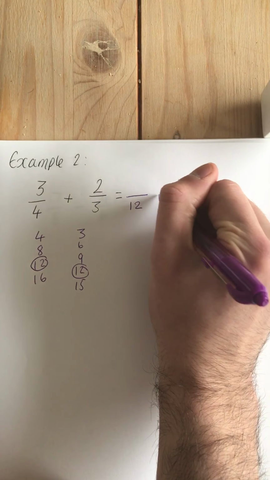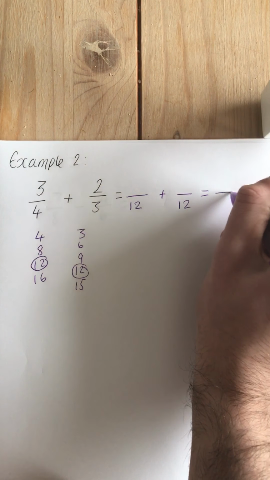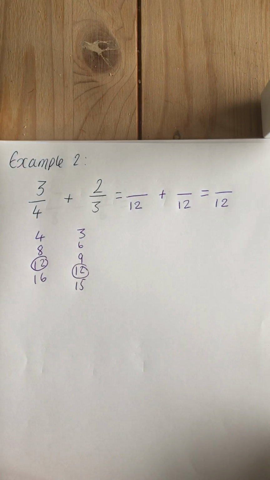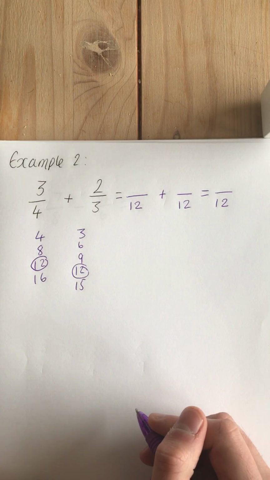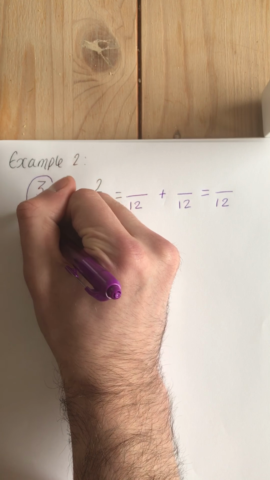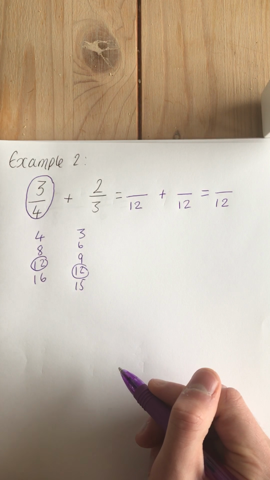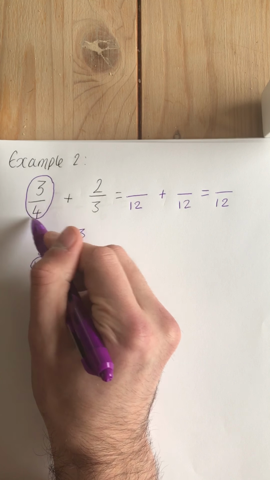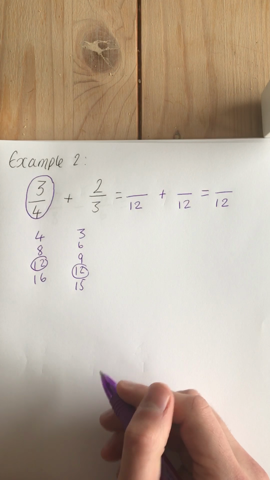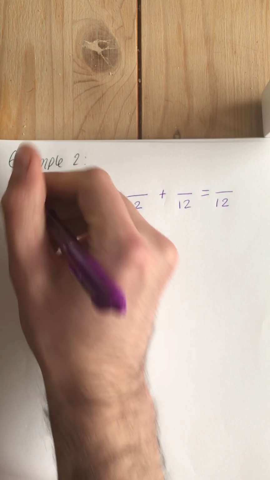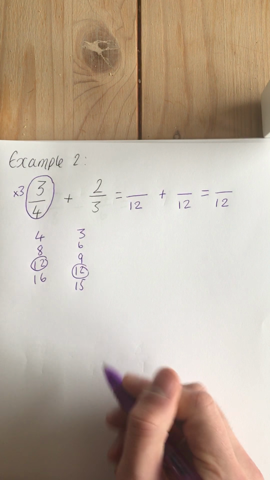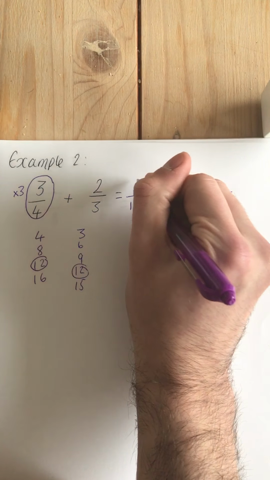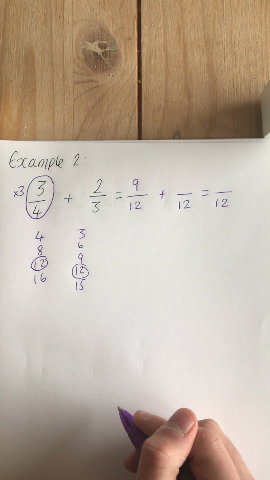I can see that the bottom numbers are the same, therefore in my answer they're going to be the same. But my next step is to work out what the numerators are going to be. If I look at 3/4, I ask myself the question, what have I multiplied 4 by to get to 12? In this case it's 1, 2, 3. Whatever I multiply that denominator by, I need to multiply the numerator by. So 3 times 3 gives me 9.